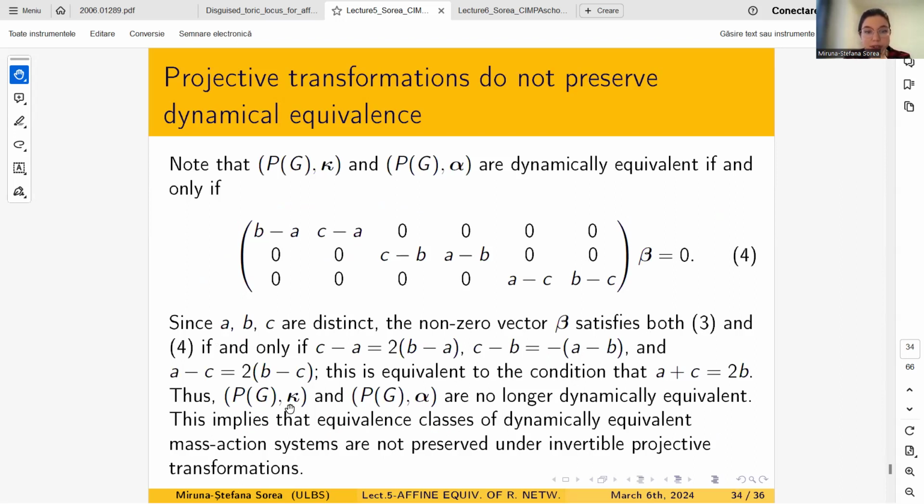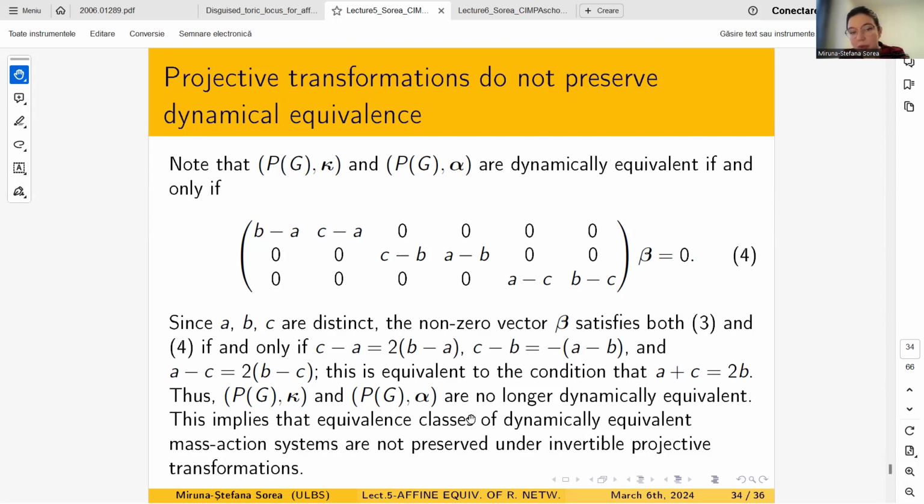So P of G with the rate constants vector K and P of G with the rate constants alpha are not dynamically equivalent, although G with the rate constants K and G with the rate constants alpha were giving rise to dynamical systems that are equivalent. So with this example, we see that invertible projective transformations do not preserve dynamical equivalence.